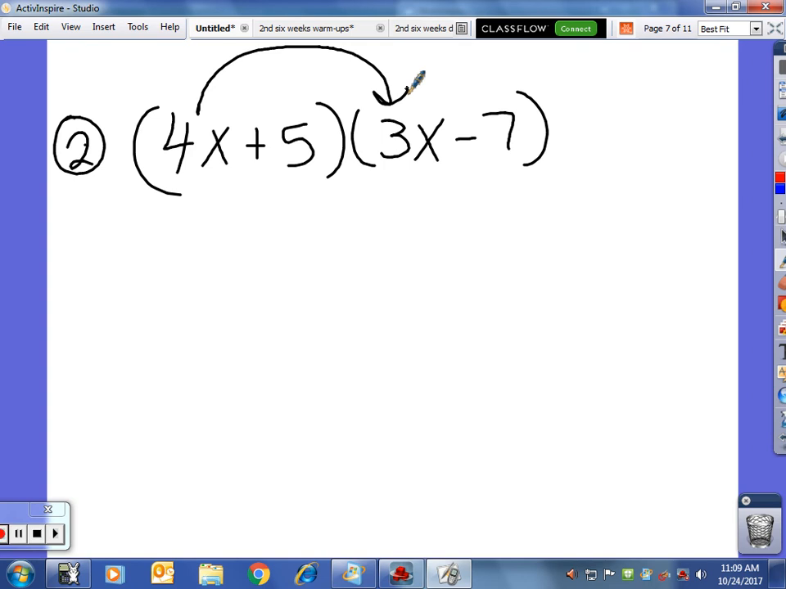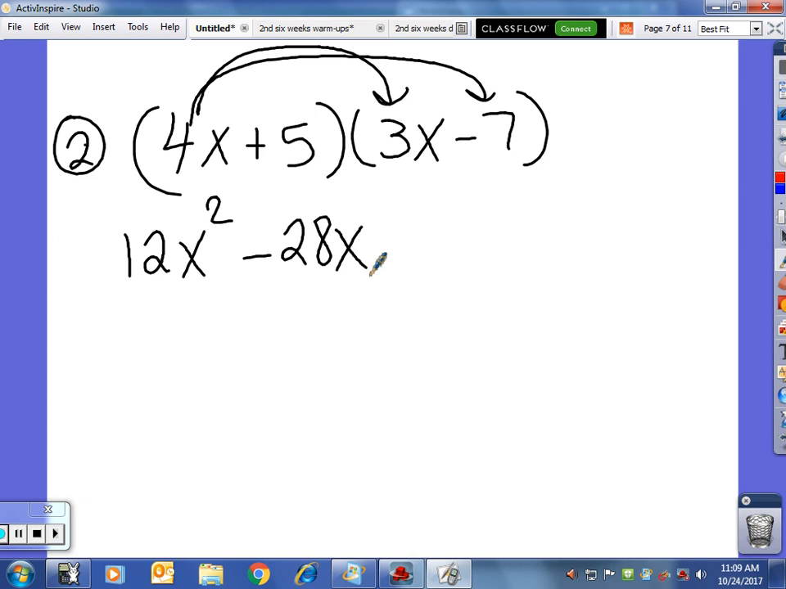4x times 3x is 12x squared. X times x is x squared. All right, and then 4x times negative 7. Negative 28x. So I did the first terms, I did my outside terms. Now I'm about to do my inside terms. What's positive 5 times 3x? 15x. And then I do my 2 last terms. Positive 5 times negative 7 is negative 35.